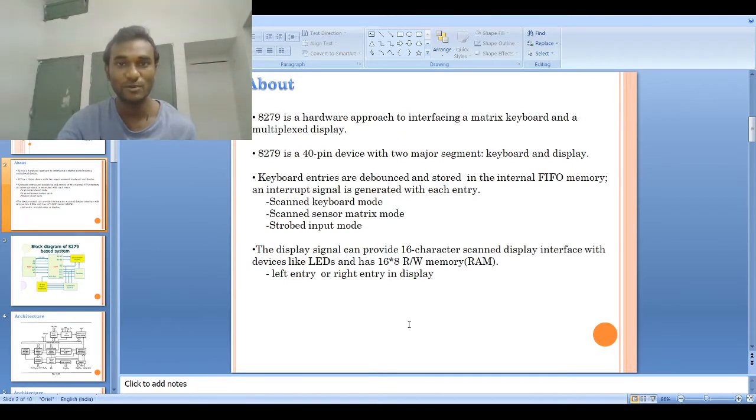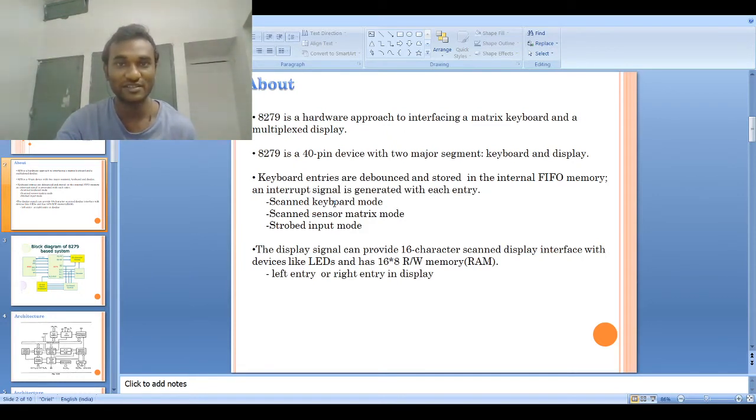8279 is a hardware approach to interfacing a matrix keyboard and a multiplexed display. It is similar to the 7-segment LED display, which is the software approach, but it is a hardware approach. 8279 is a 40-pin device with two major segments, keyboard and display. It means it simultaneously performs the input and output function. Keyboard entries are debounced. It has a debounced key, and the data stored in the internal memory is in FIFO mode. An interrupt signal is generated with each entry.